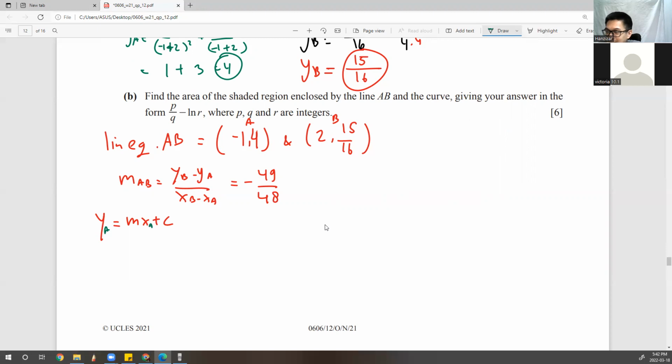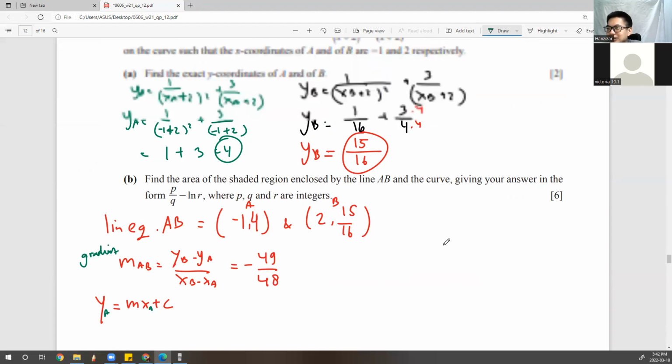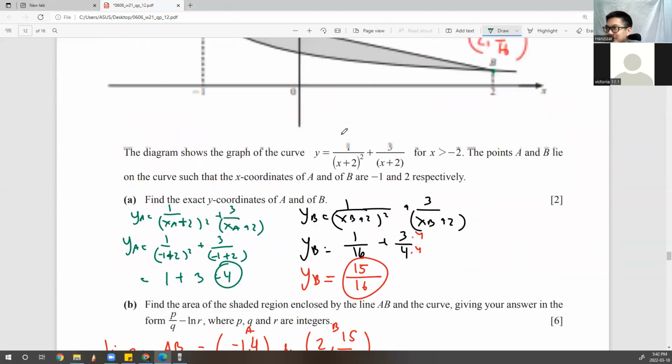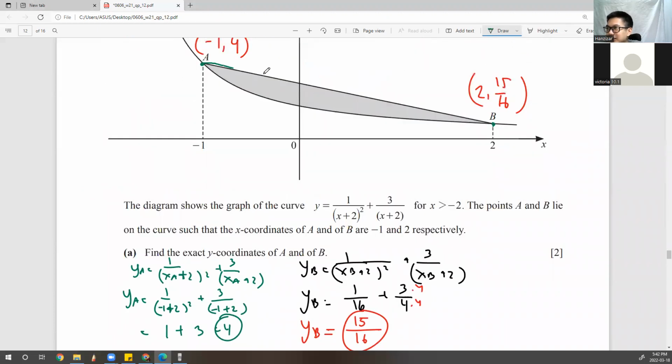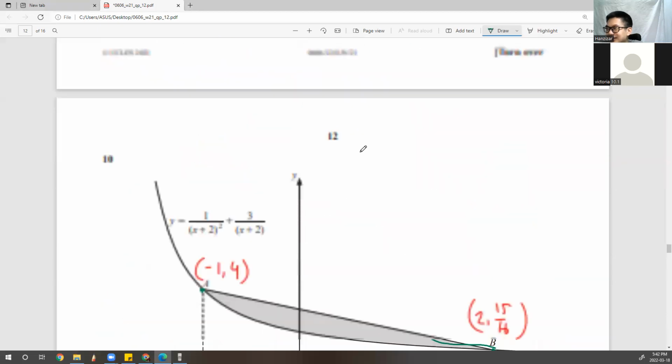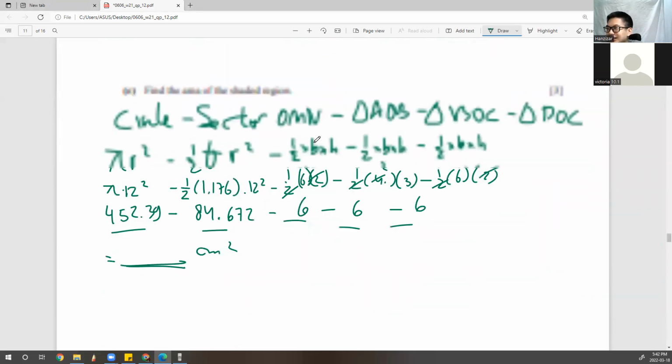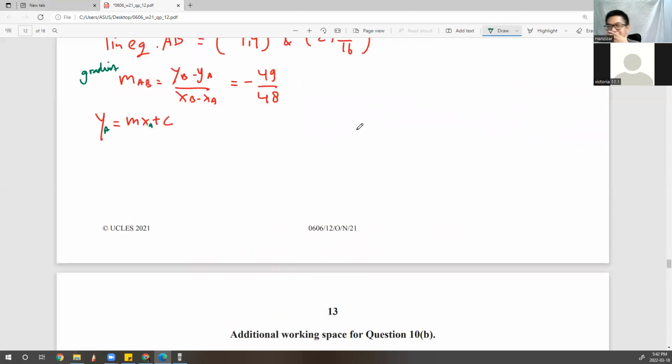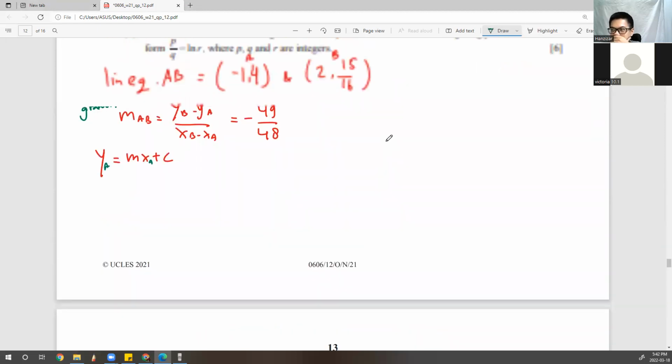Wait, okay, does m mean major arc? No. Oh, m is the gradient, right? Different. Oh, gradient. Yes, because we are finding the linear equation, because this is the line, right? A to B is a line. Okay, major arc is on a circle, an arc on part of a circle.